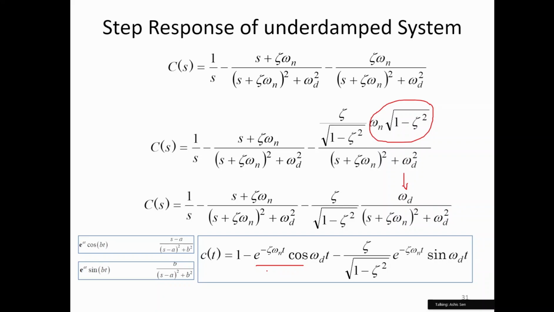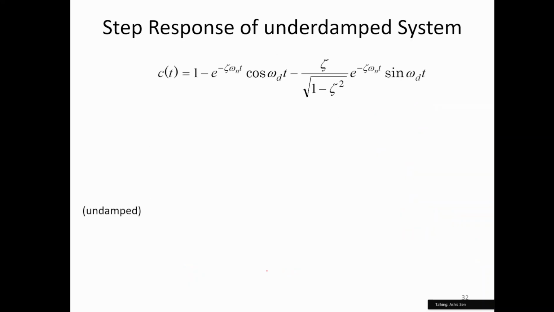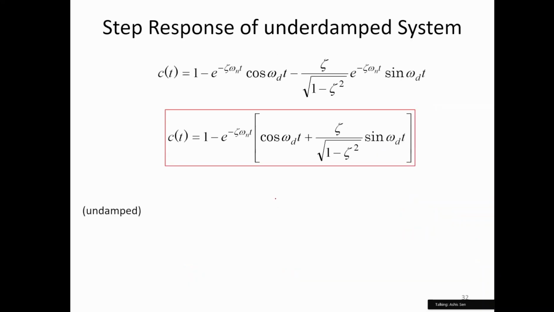That means you have a step function whose value is 1. And this is the output, the response to a step input for an underdamped system. Now, you can do further math. It's the same thing that I have written here. Now, e to the power minus zeta omega n t, you can take common. So inside the bracket, you will have cos omega d t plus zeta over square root of 1 minus zeta squared into sine omega d t.